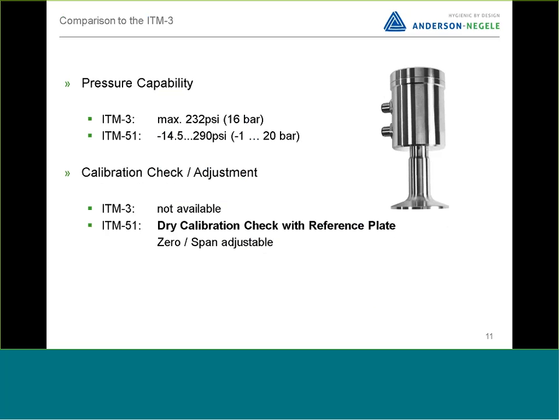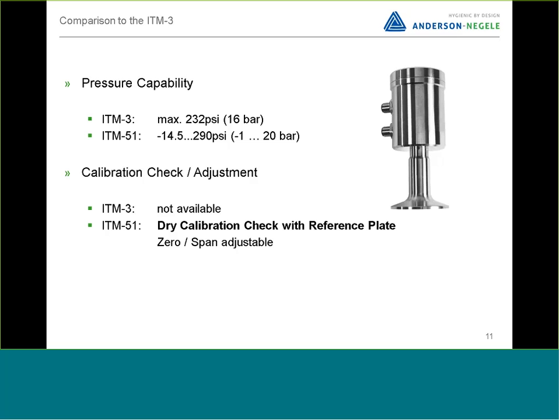Some other things with the ITM-51 is the pressure capability. So the ITM-3 was rated at 232 PSI maximum. The ITM-51 now has a vacuum rating, so it's from minus 14.5 up to 290 PSI. Anyone familiar with the earlier versions of the ITM-3, there used to be an elastomer used to seal the lens against the stainless steel fitting. That elastomer no longer exists, and that lens is bonded directly to the stainless. So that's given us the vacuum capability, and in addition, a stronger seal, so we have a higher pressure capability.